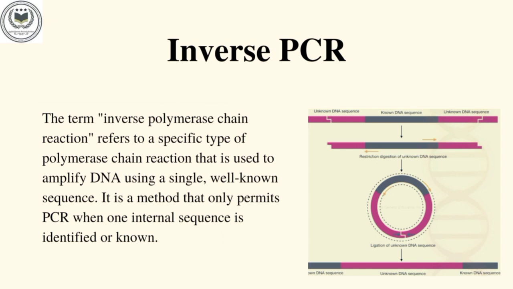Procedure. Step 1. Identify a known DNA region with an unknown DNA sequence surrounding it. Step 2. Restriction digestion of genomic DNA. Step 3. Digestion of unknown DNA fragments and ligation. Step 4. Molecular DNA that has been ligated and amplified. Step 5. The unknown DNA region has been sequenced.